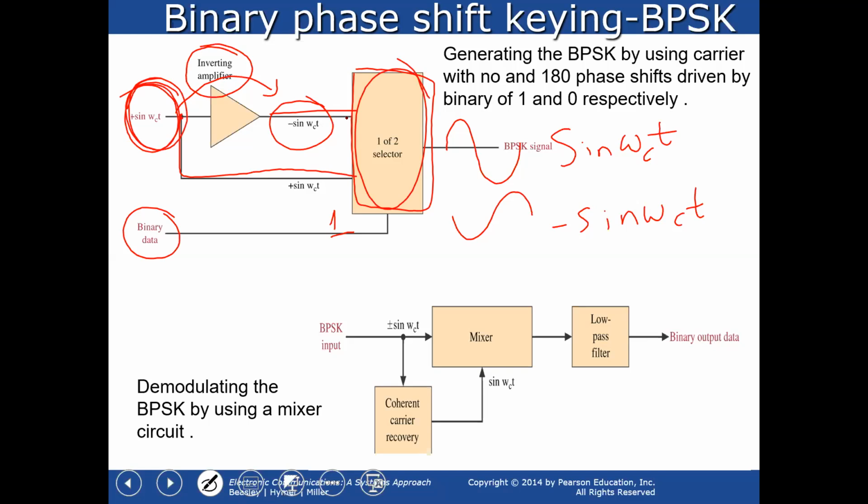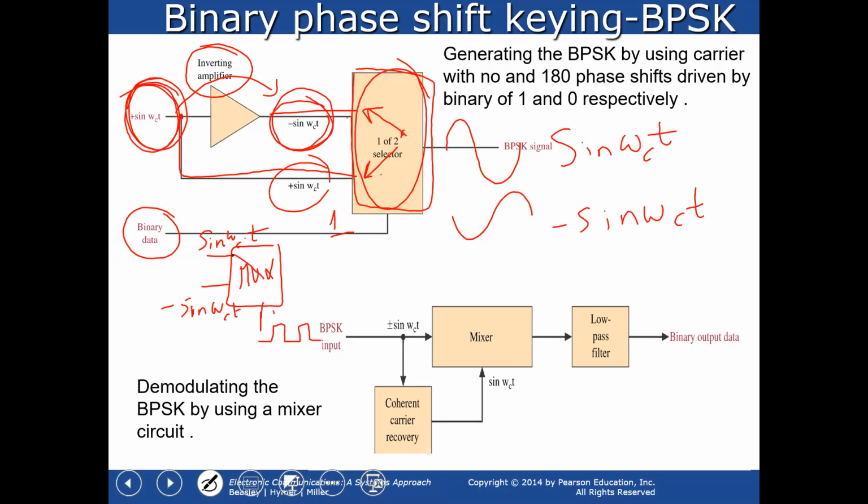So I inverted it, then I have the original one and the inverted one going through a selector, and the selector is like a multiplexer that chooses which one of them based on your binary data coming in. So think of it like a multiplexer that has two inputs, one is sine omega_c t, the other one is minus sine omega_c t. Based on your binary input data, if it's 1, your switch is going to be here, and that's what you're going to see at the output. If it's equal to 0, then your switch is going to go the other way around, and then you're going to see the signal phase shifted by 180 degrees.